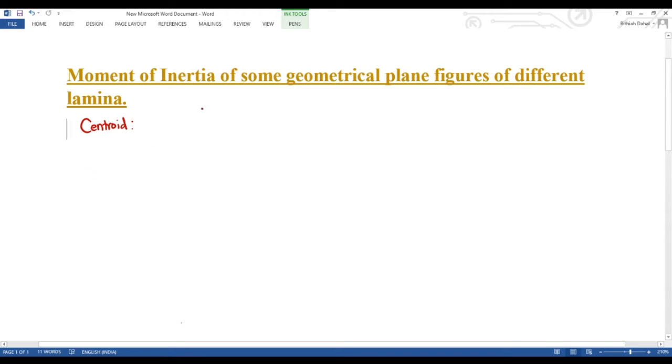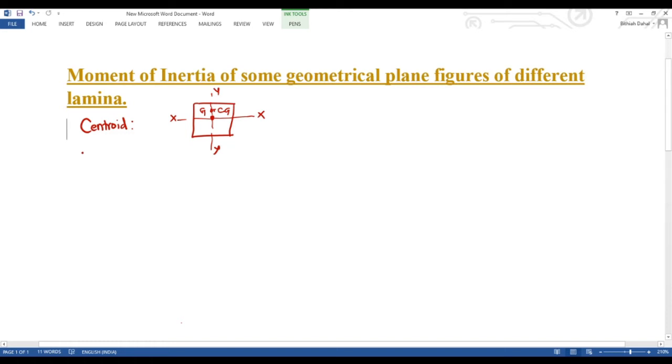So to understand centroid, I'll just simply show you a diagram. I have a diagram here. Let us say that this is a square, and let us say that it is running through the planes x axis and y axis. Now the point where the two axes coincide with each other here is known as the centroid, which is denoted by G, or it can also be denoted by CG.